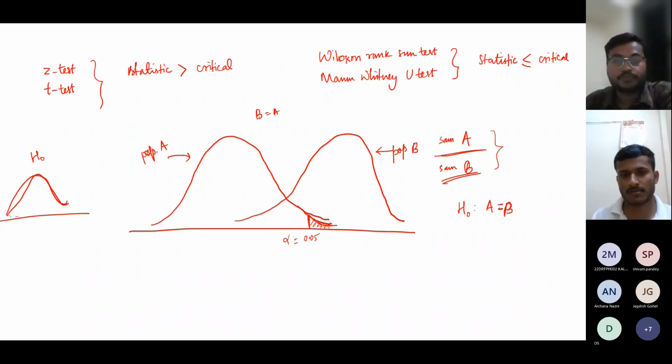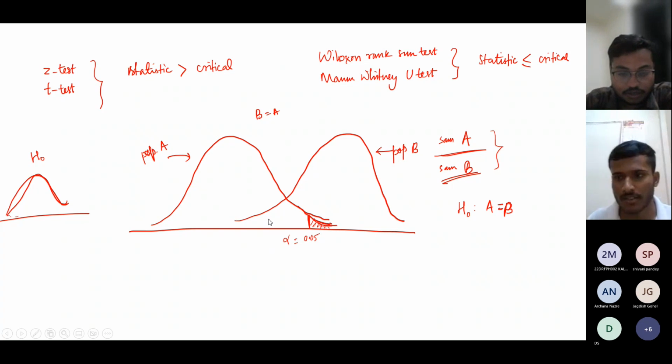Okay. Basically, the p-value is a probability, and alpha, or the level of significance, is something we have arbitrarily, artificially set, and we use that value to decide whether our null hypothesis is true or false. Okay.